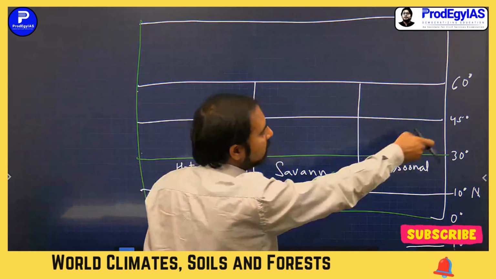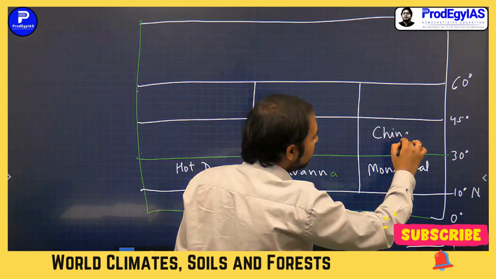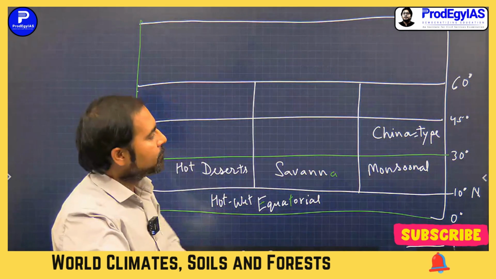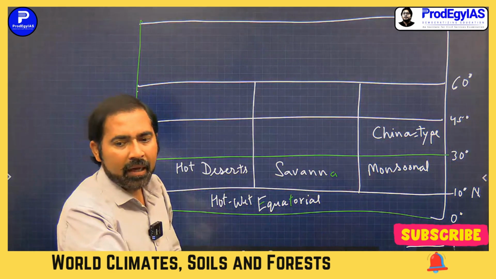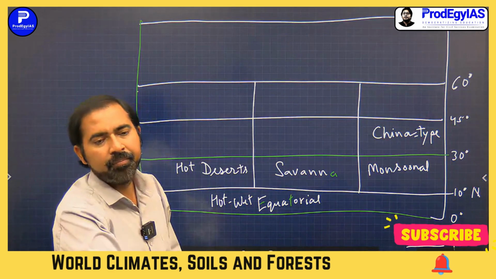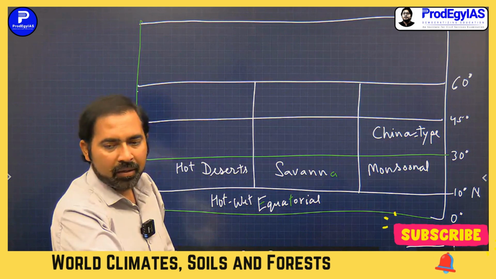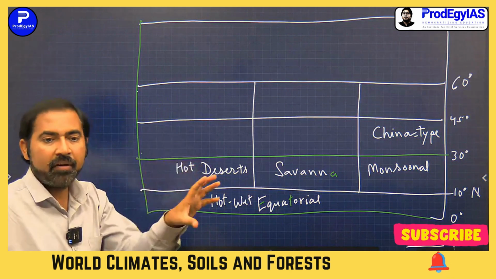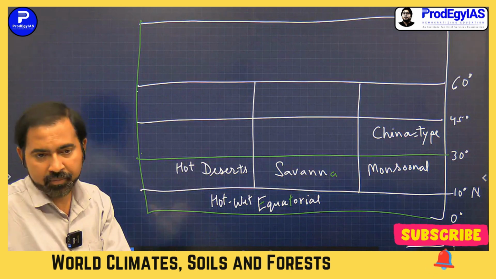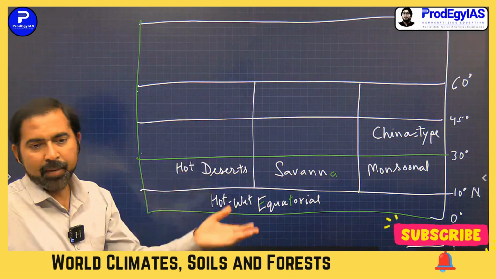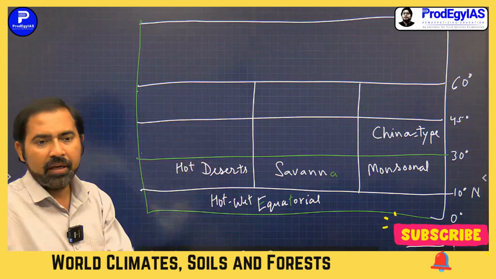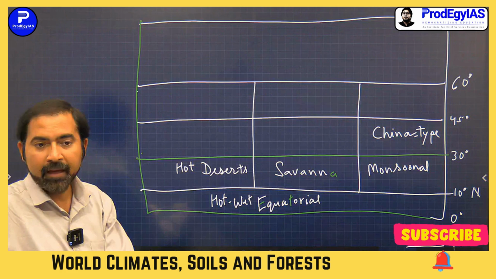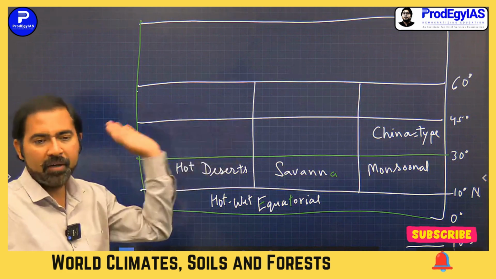This particular zone is known as China type climate. It is also called Natal type. It is also called Gulf type. Natal is the region in South Africa. So in the South African part, it is known as Natal type. The same type of climate is found in and around the Gulf of Mexico. There it is known as Gulf type climate, right? The same type of climate is found.